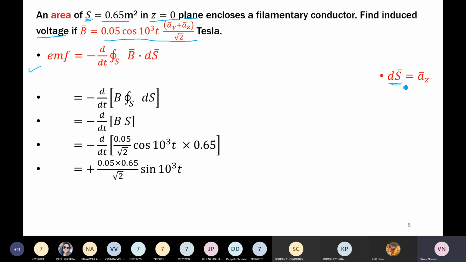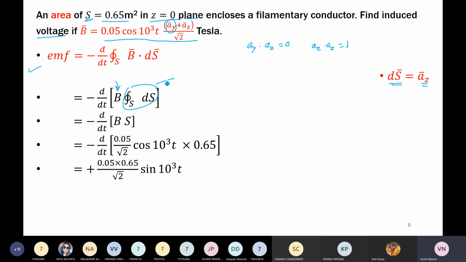Since ds bar is equal to az cap, the ay component is going to vanish because ay dot az will result in 0, whereas az dot az will result in 1. So we have made a shortcut over here. So we will have B and we will have the closed surface integration of ds.